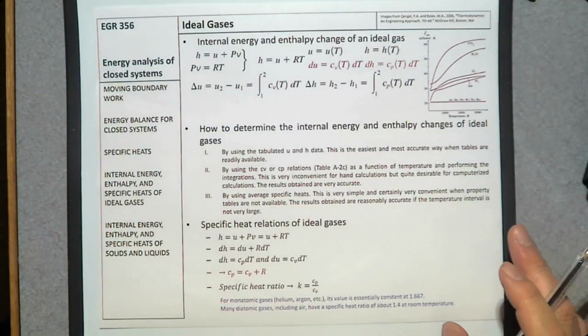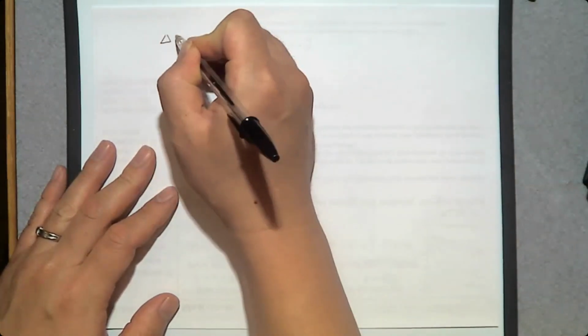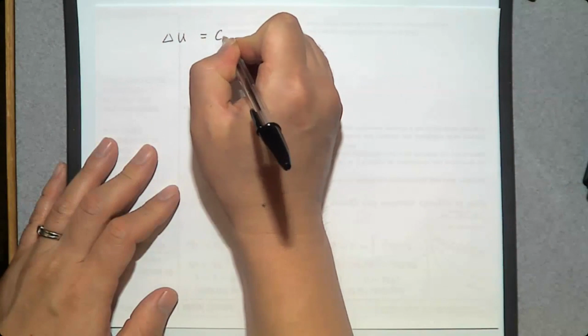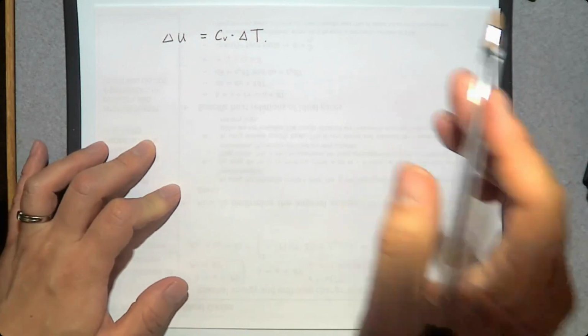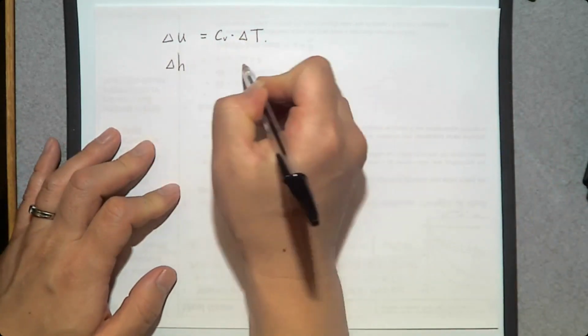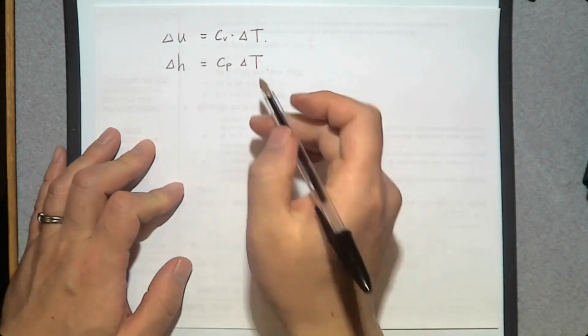So this one is specific heat. If you want to determine the specific heat of your system, we can use this equation for internal energy. If you want to determine the change in specific internal energy U, we can use CV times the difference in temperature. If you want to determine the change of enthalpy, then we can use CP. So these are how we can use specific heat to determine the change in specific internal energy or specific enthalpy.